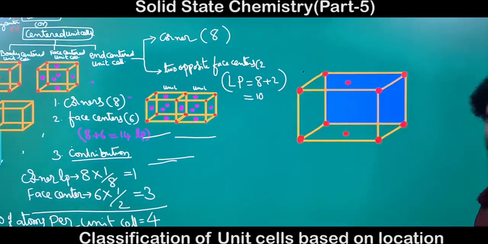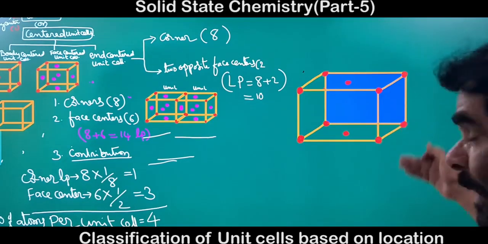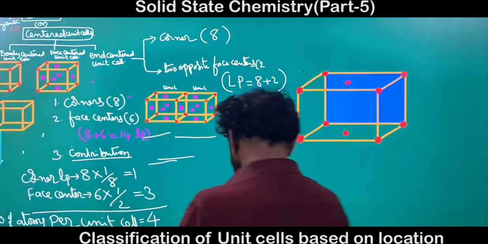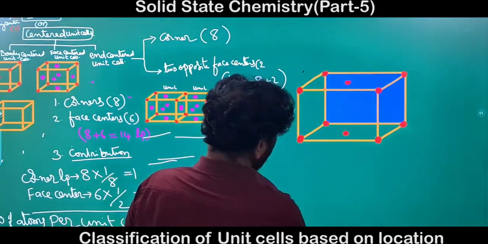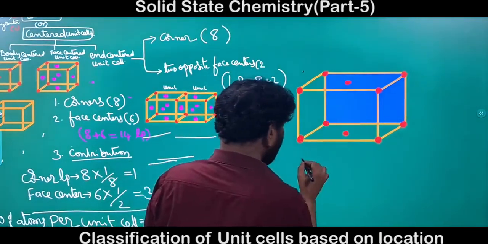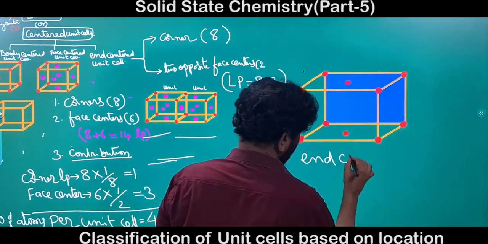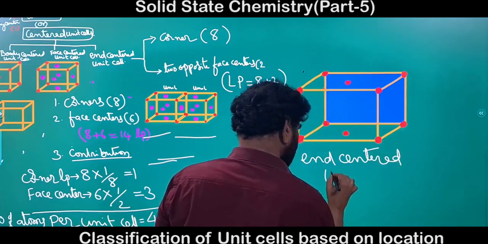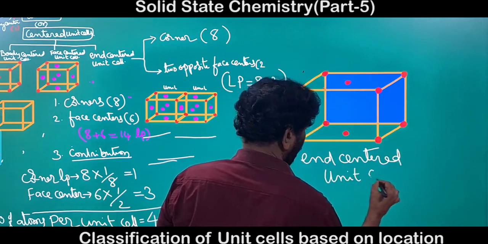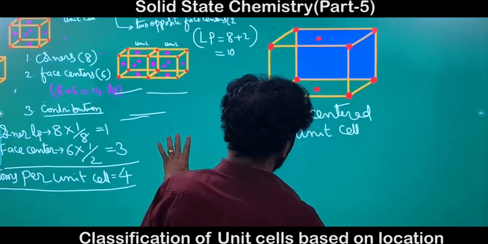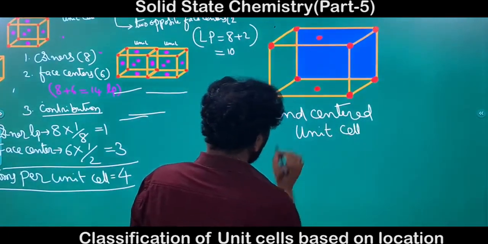In the face centered cell, all the 6 face centers are occupied by lattice points. Here, only 2 opposite face centers are occupied by lattice points. So here, corners plus 2 opposite face centers. This is called the end centered unit cell.